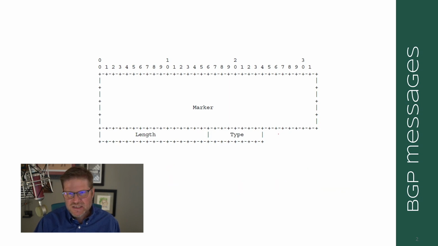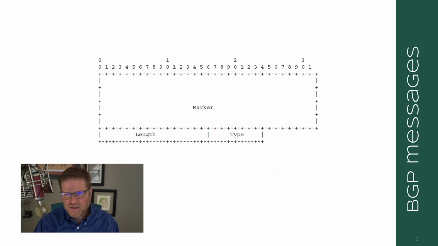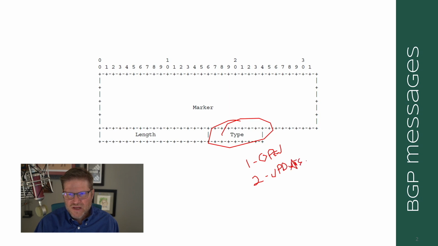Finally, there is this type. There are 4 types. There's 1, which is an open message, which we've already talked about. 2 is an update, which we'll talk about in just a moment. 3 is a notification. We've talked about notifications on and off, so we will get there and talk about notifications a bit deeper in a later session. And 4 is a keepalive.